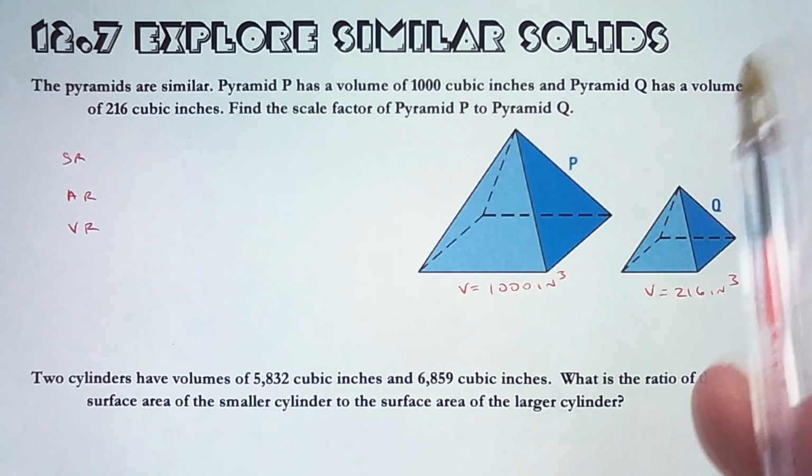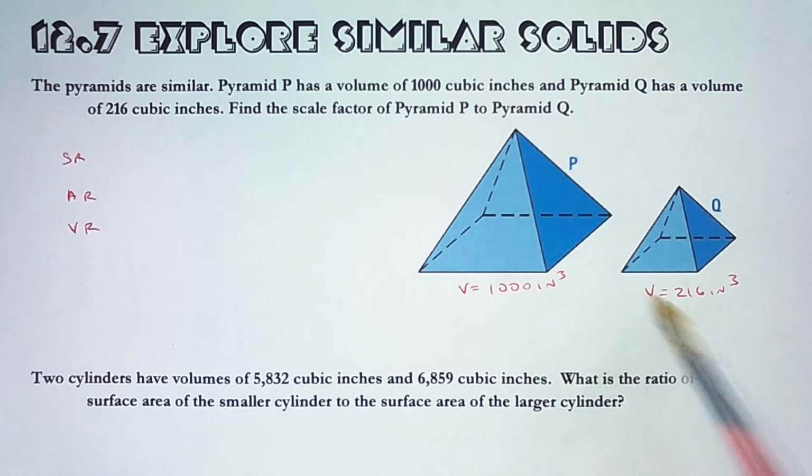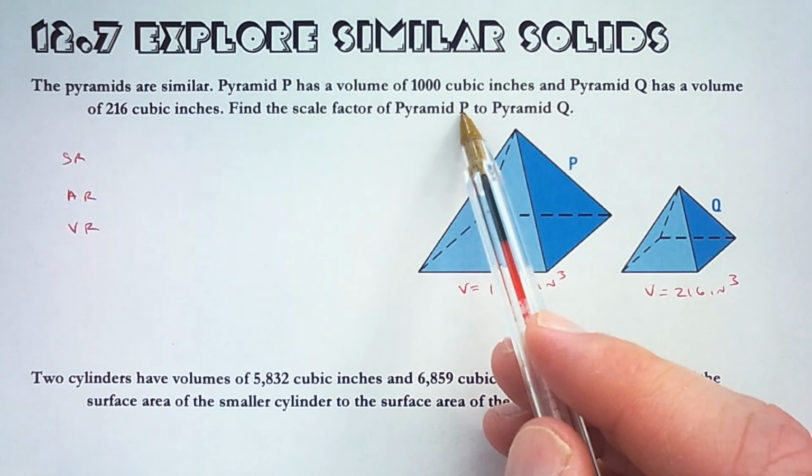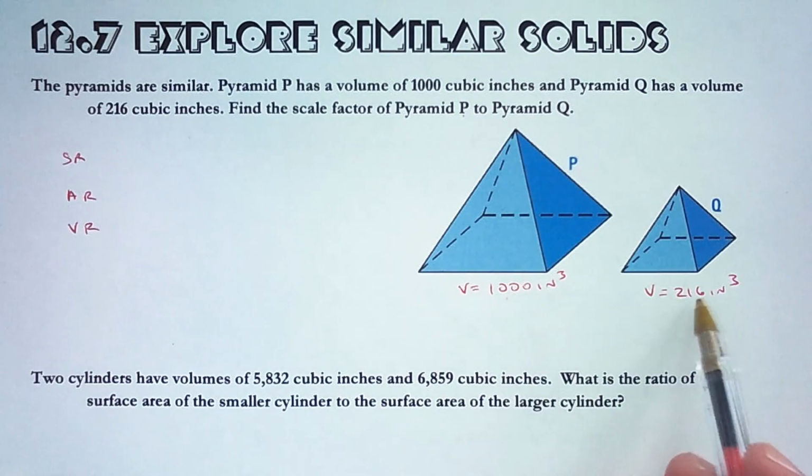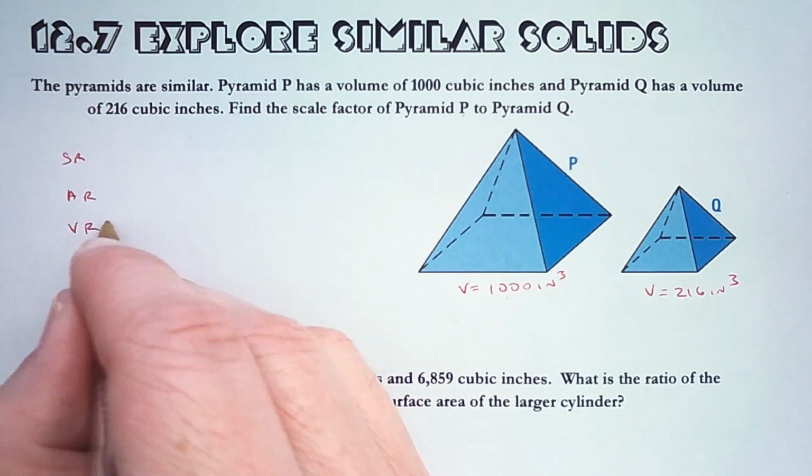Okay, what we have is volumes, and we can make a volume ratio out of that. And we want this to be pyramid P to pyramid Q. So that means 1,000 over 216.